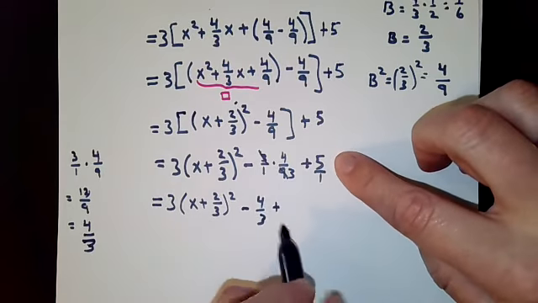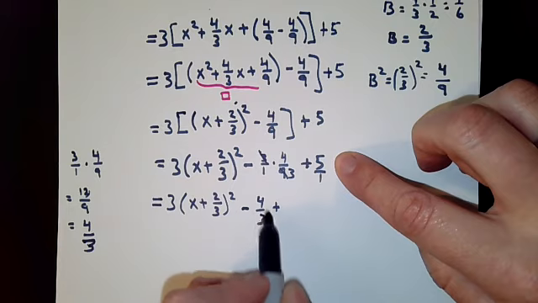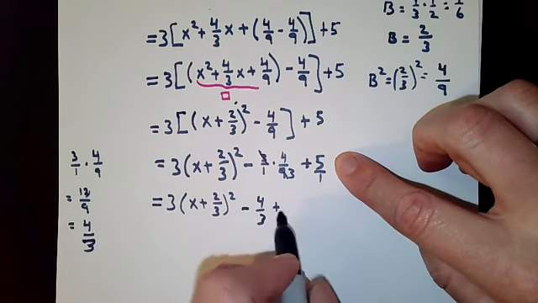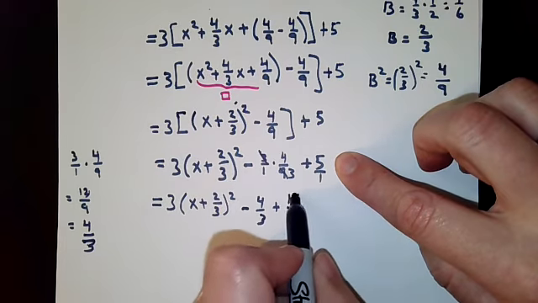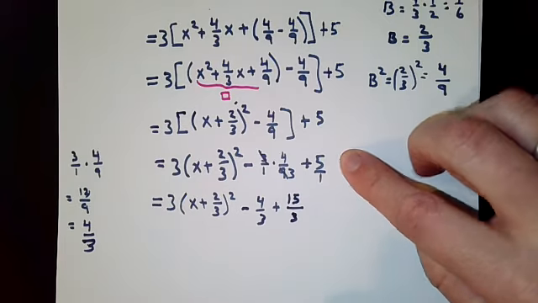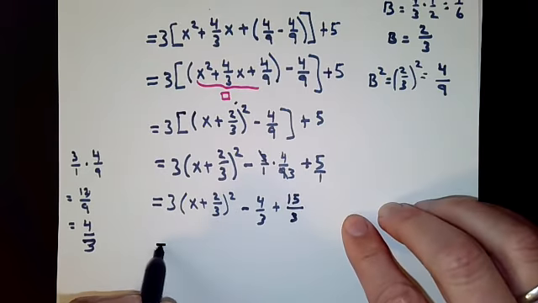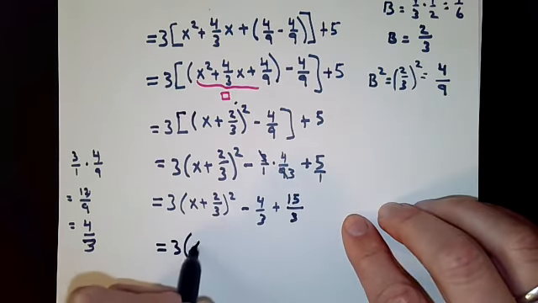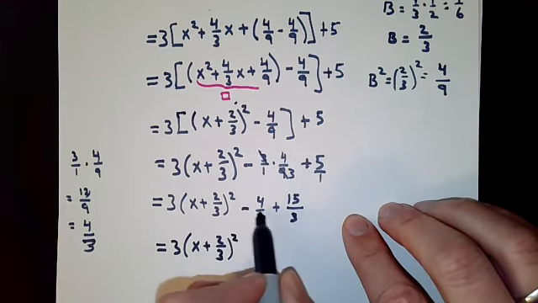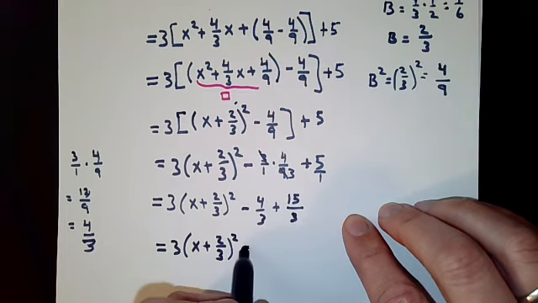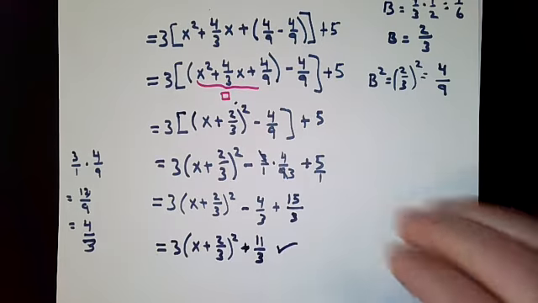The 5 is going to need to combine. We need a common denominator. So let's write that with a common denominator of 3. So the numerator becomes 15. So 15 and a -4 is 11. So we're going to get 11/3. There's our completed square form.